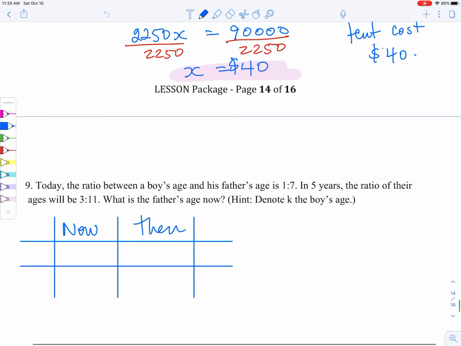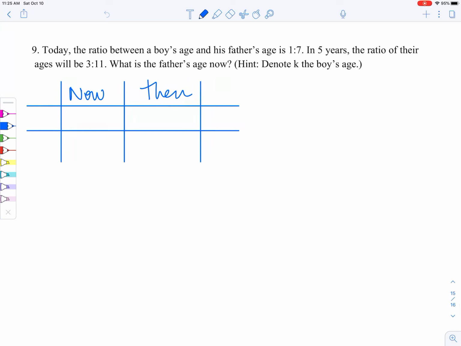For question 9. Today, the ratio between a boy's age and his father is 1 to 7. So boy to father is 1 to 7. In 5 years, the ratio of their ages will be 3 to 11. What is the father's age now? So we're going to use a now and then, with the then being in 5 years. In 5 years means we're going to be adding 5 to whatever we write down for now. So we're going to have boy, and we're going to have father.